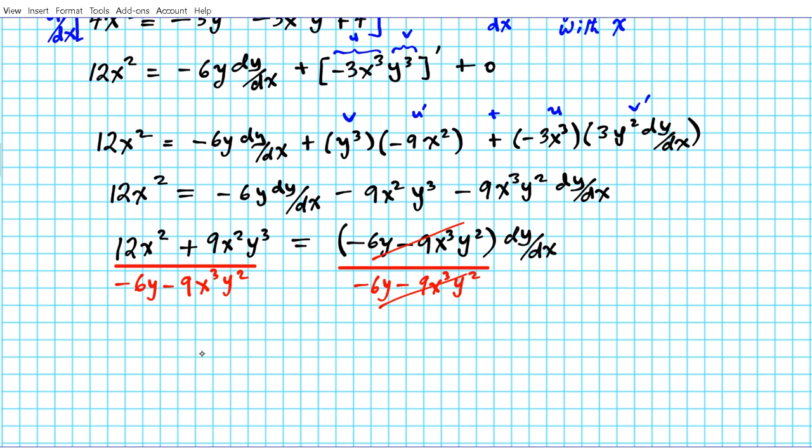All right, so divide this out, and that will give us dy/dx. We'll have, what do we have? Dy/dx, let's change the color of that. Dy/dx is equal to 12x squared plus 9x squared y to the third, all over the coefficient, negative 6y minus 9x to the third y squared. Okay, now we can simplify.